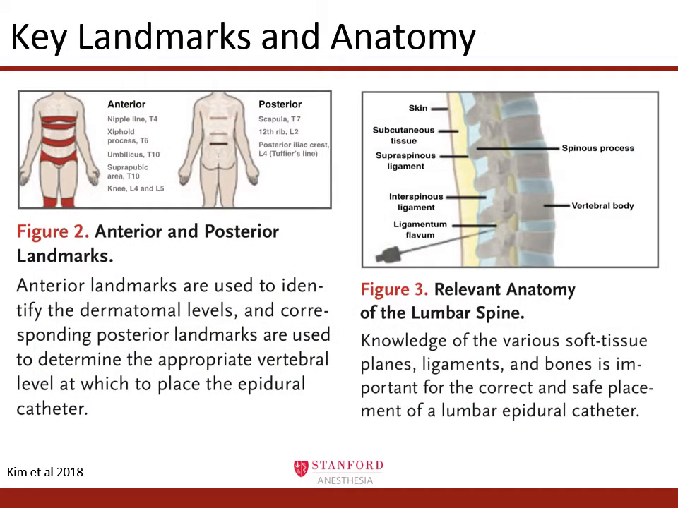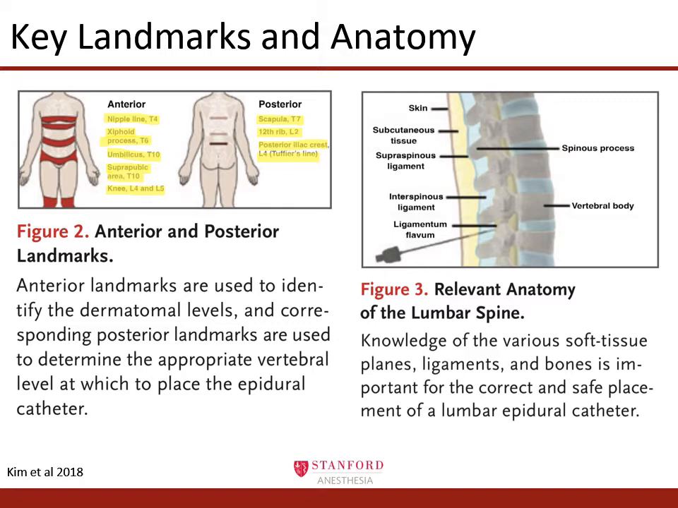An understanding of anatomy is key to safely placing an epidural catheter. Important anterior landmarks include the nipple line at T4, the xiphoid process at T6, the umbilicus at T10, the suprapubic area at T12, which is a correction from this picture, and the knee at L4 and L5. Posterior landmarks include the scapula at T7, the 12th rib at L2, and the posterior iliac crest at L4, which happens to be a key landmark for placing lumbar epidurals in labor.